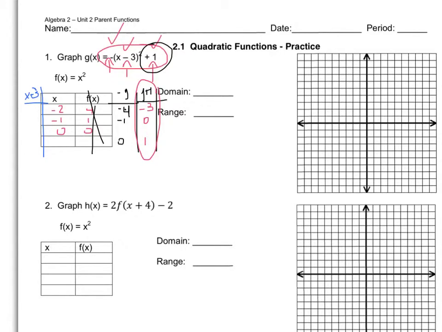So x minus 3. Minus 2 plus 3 is 1. Negative 1 plus 3 is 2, and 0 plus 3 is 3. So this is your new x, and this is your new y. So my new coordinates are (1, 3), (2, 0), and (3, 1).